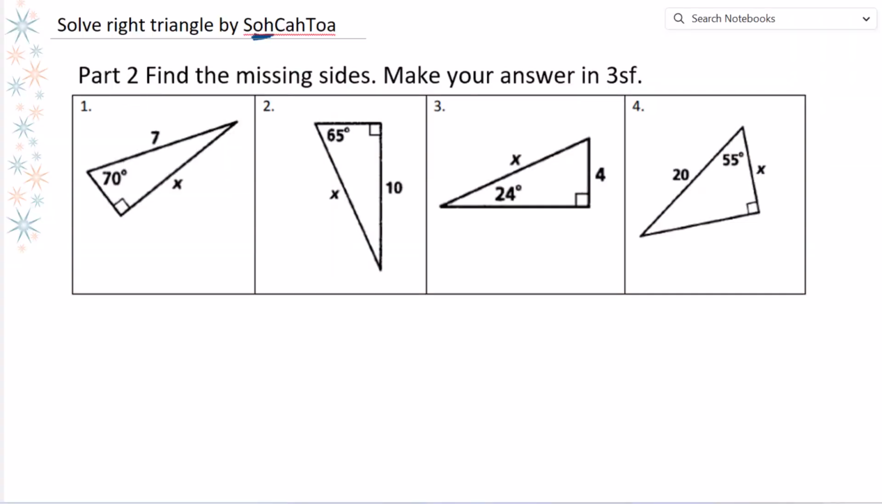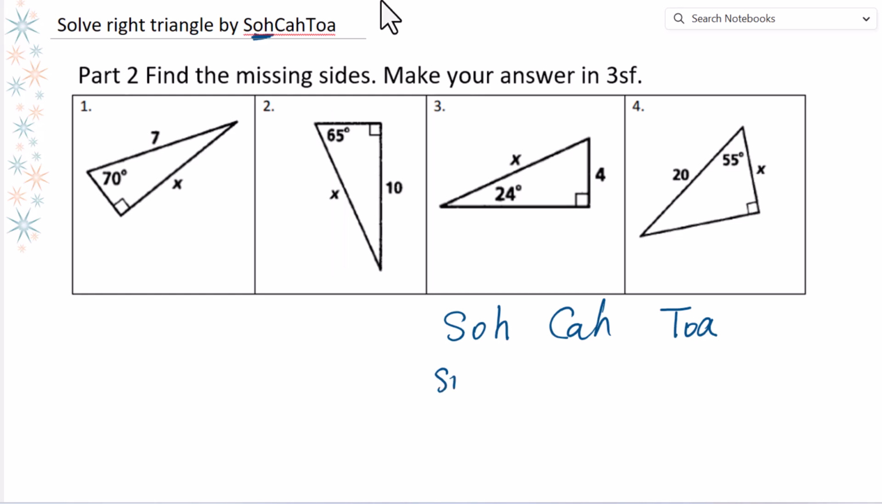This video is about solving right triangles by SOHCAHTOA. Part 2. Find the missing sides. Make your answer in 3 sig figs. Let's talk about this SOHCAHTOA.